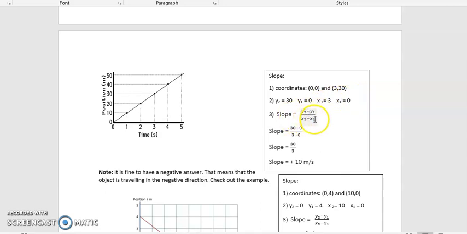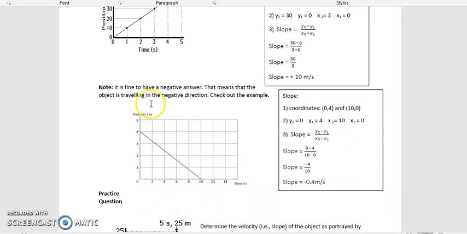So I wrote out my formula just to be sure, and filled in my formula. I did my 30 minus 0 because it's my y2 minus my y1, and then I wrote out my 3 minus 0 here because of my x2 minus x1. So that's how I get my 30 divided by 3, and 30 divided by 3 is positive 10 meters per second. So we would know that the slope of this line would be positive 10 meters per second, which also means that the velocity this object is traveling at is 10 meters per second in the positive direction.